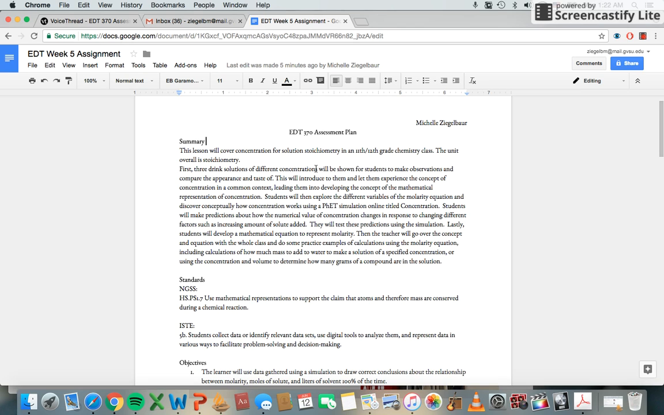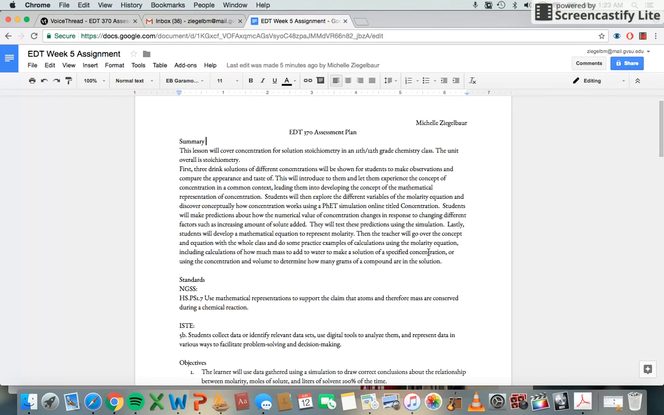All right, so here's the summary of my lesson. Basically, an online simulation would be used to help students explore different features of concentration, and it would allow them to change aspects of concentration that they wouldn't normally be able to change in a solution in real life.